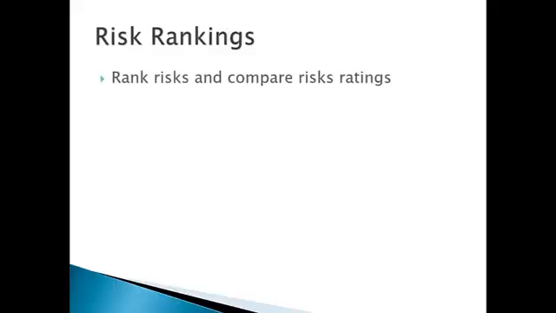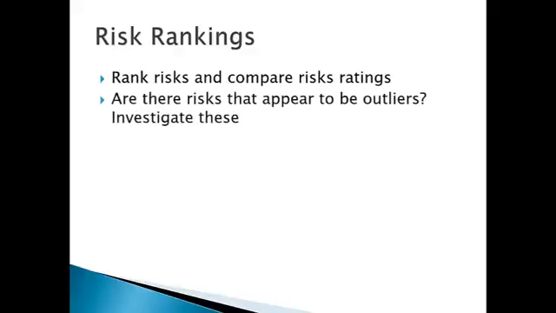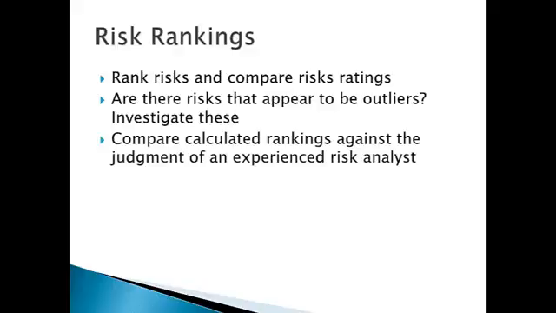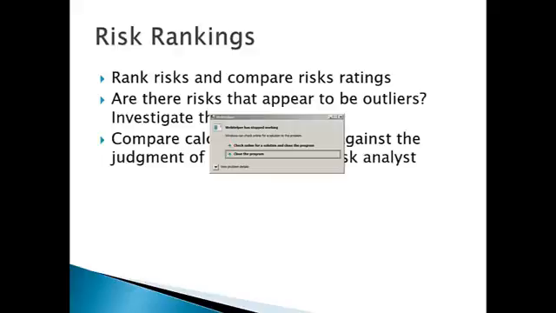Risk rankings. We want to rank risks and compare the risk ratings. Are there risks that appear to be outliers? Be sure to investigate these. Make sure that if a system or an element has some sort of risk rating that looks to be far beyond or far less than its peers, that you understand exactly why this is going on and that it's not an artifact of our data gathering or analysis method. Compare the calculated rankings against the judgment of an experienced risk analyst. Compare one system's risk against another and use a domain expert, somebody who knows about the systems and knows how they operate, to assess whether the comparison makes sense.